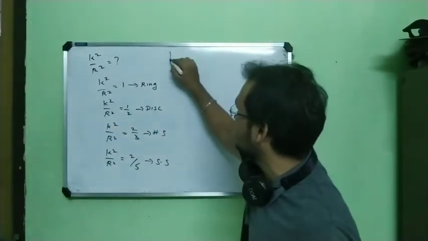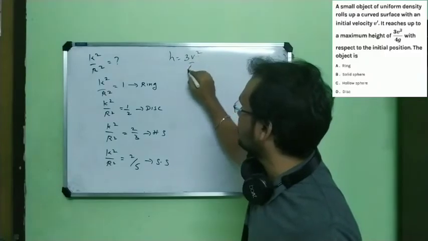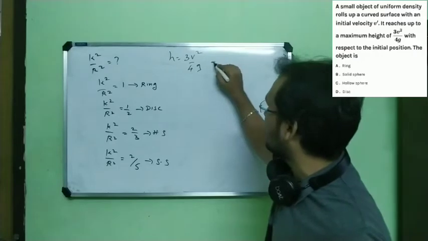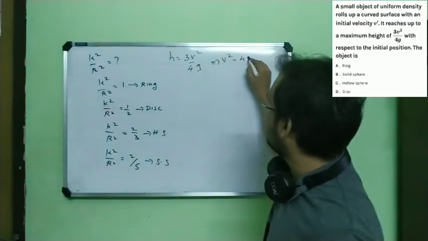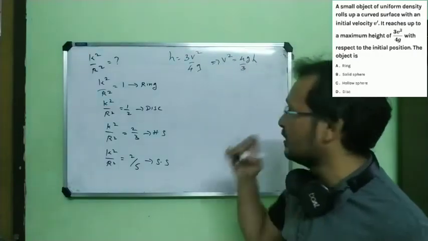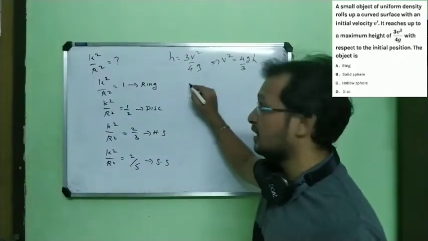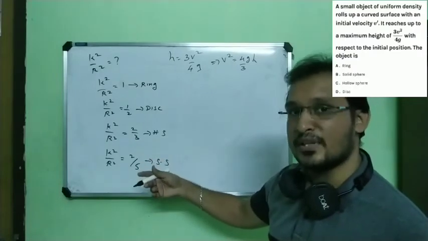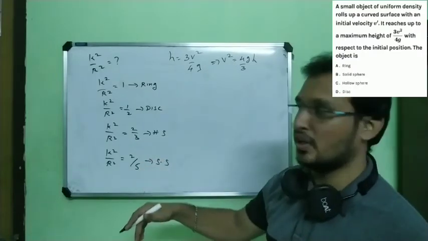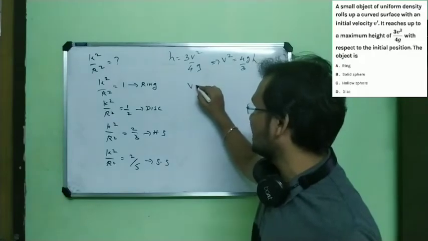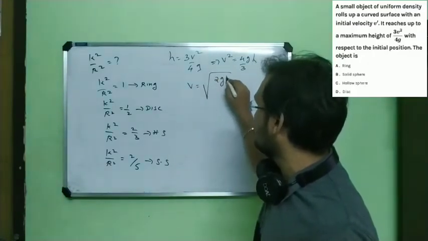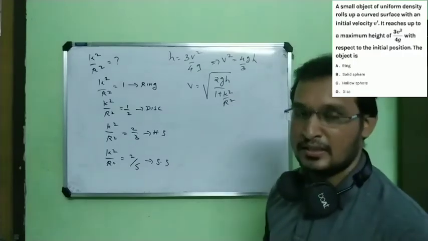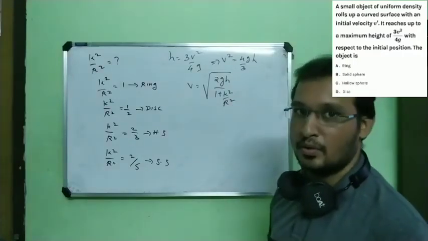For that, height is given as what? 3v square by 4g, correct? H is given as 3v square by 4g, or v square can be written as 4gh by 3. But there is an equation for a body rolling without slipping. If a body possesses both translational and rotational kinetic energy, its velocity is given by root of 2gh by 1 plus k square by r square.